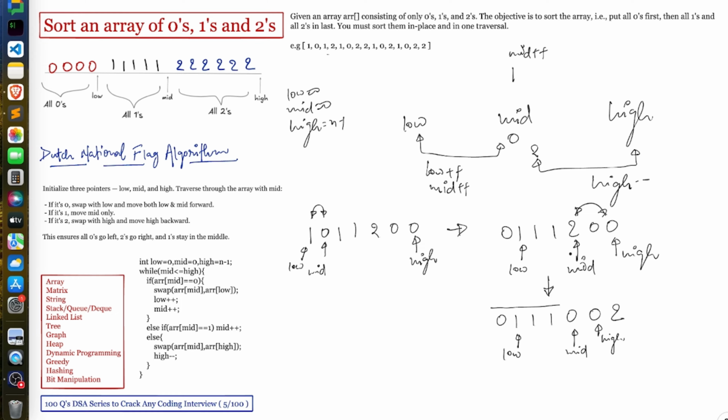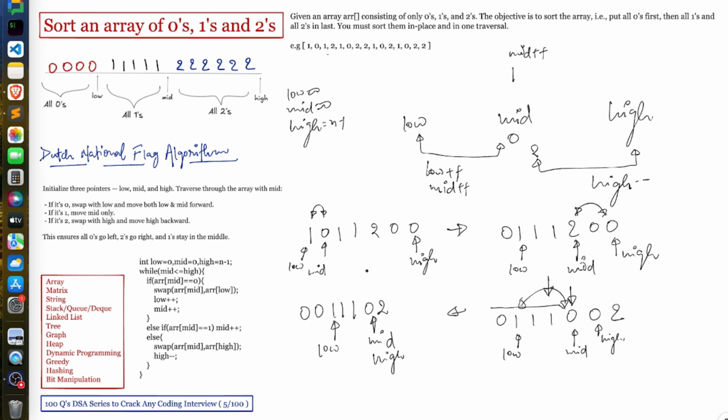So in the first step, what we have done is just high minus minus. Now we come back again. Now here the number is 0. Now we will do the first case. We will swap mid with low, and we will do low plus plus and mid plus plus. So here we will swap these two. After swapping, your array would be 0 0 1 1 1 0 and 2. Now we will do low plus plus. So this is my low, and once you do mid plus plus, this is my mid. And this is even my high also. Here we both have mid and high, right?